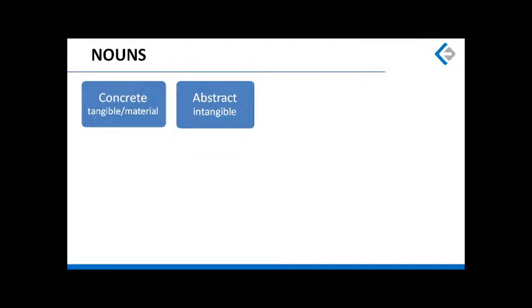Same is with a lot of other things. You talk about your feelings, you talk about your emotions, you can totally feel them, but you cannot define where they start and where they end. All of these are abstract nouns.